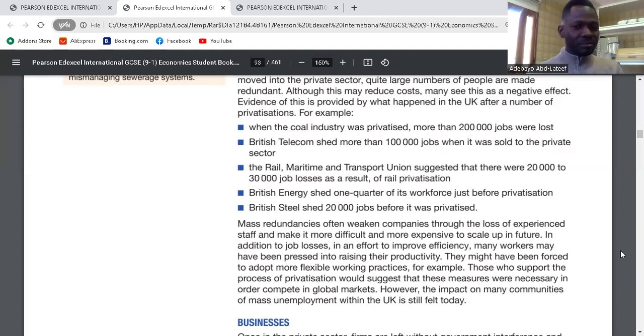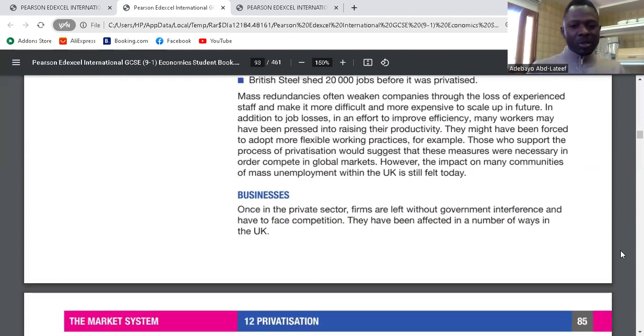Do you understand for workers here? Yeah. Any question about the workers?